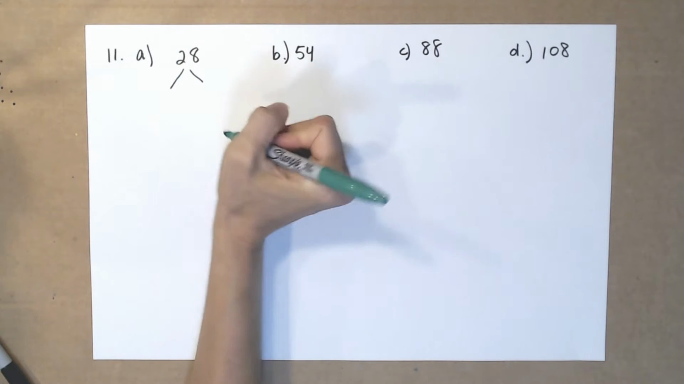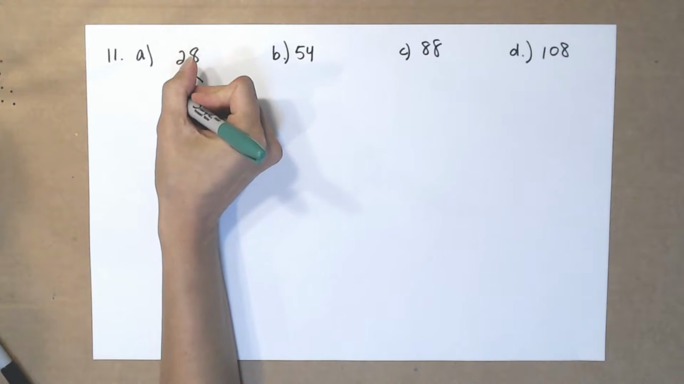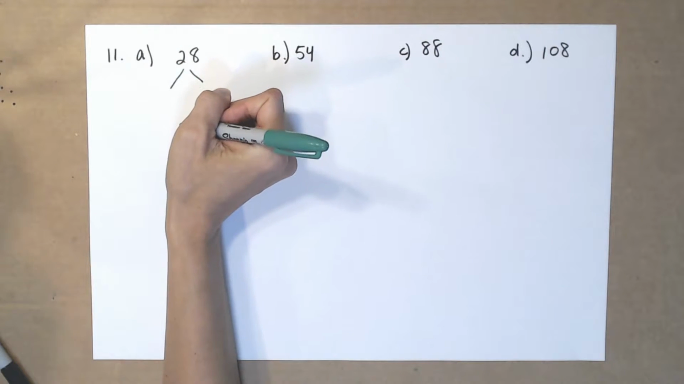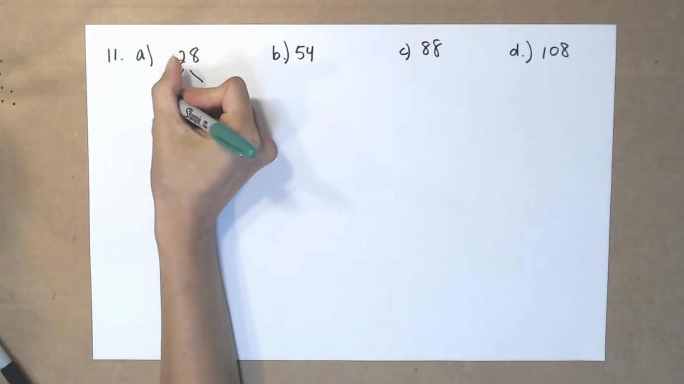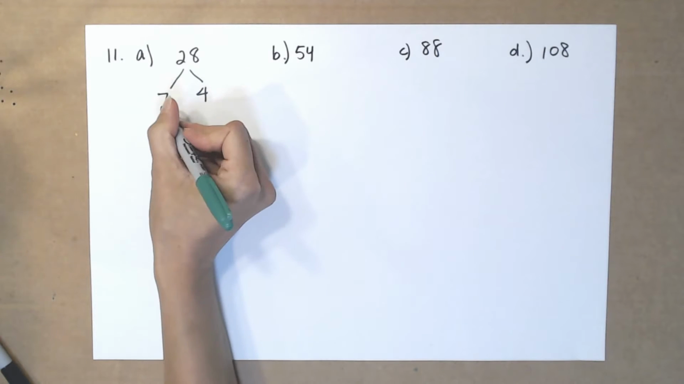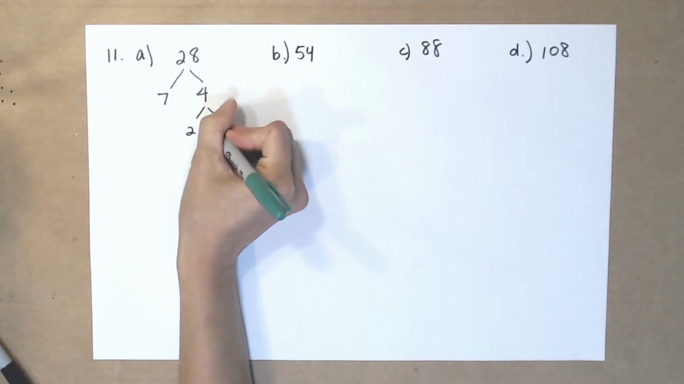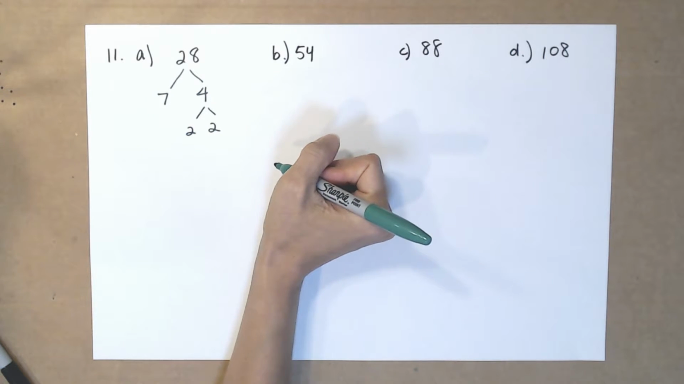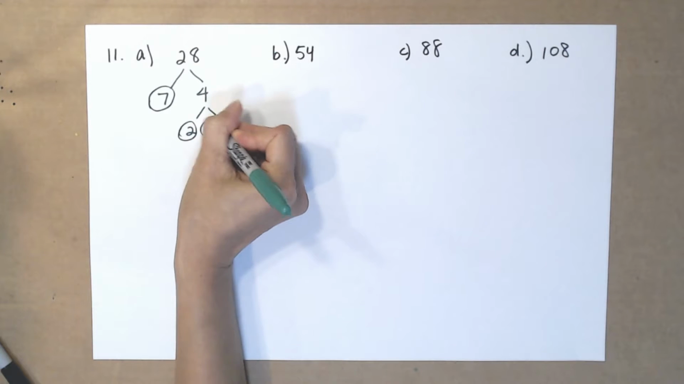Now, first step is just to break it down into two factors. You could start with 7 and 4. 7 times 4 is 28. You could do 14 and 2. Whatever you start with, ultimately you'll get the same answer at the end. So I'm going to start with 7 times 4 is 28. Now, 7 is prime, so I can leave that, but 4 can be broken down into two prime factors, 2 times 2. So now I have these three prime factors.